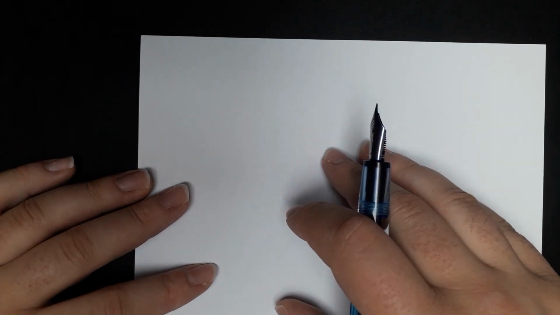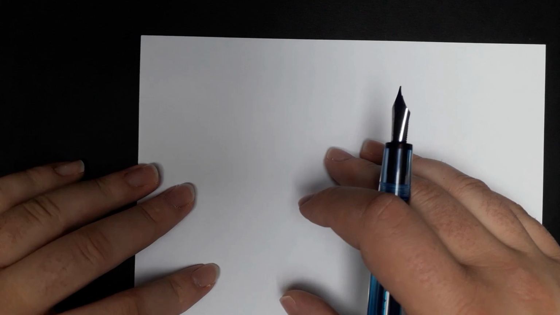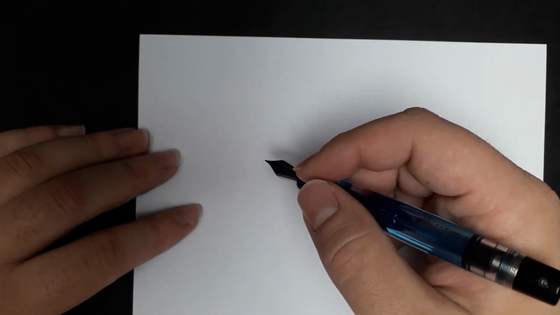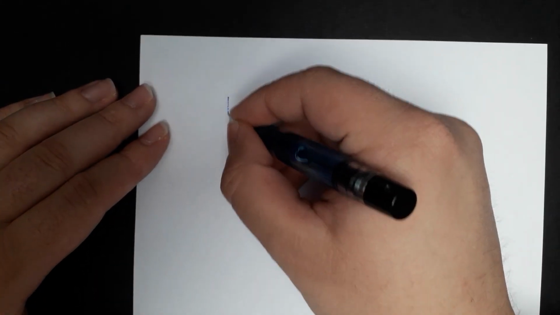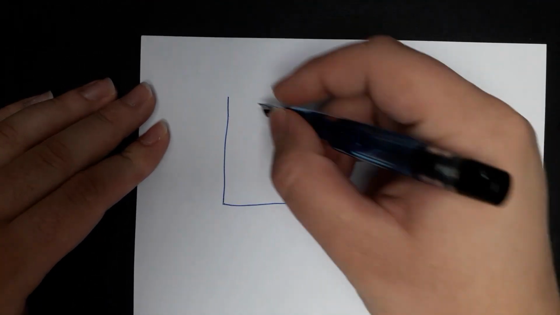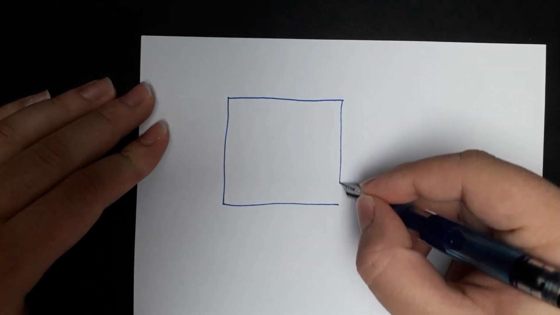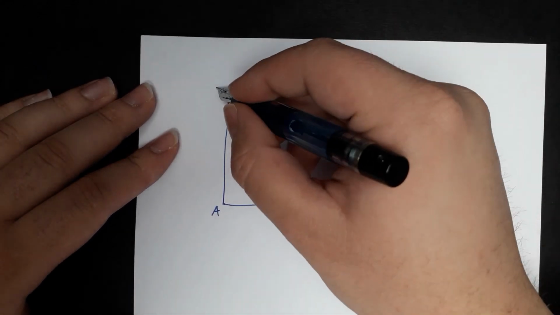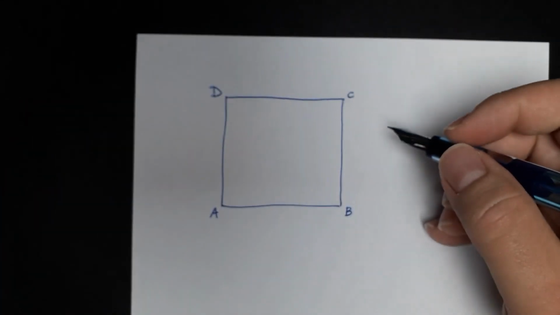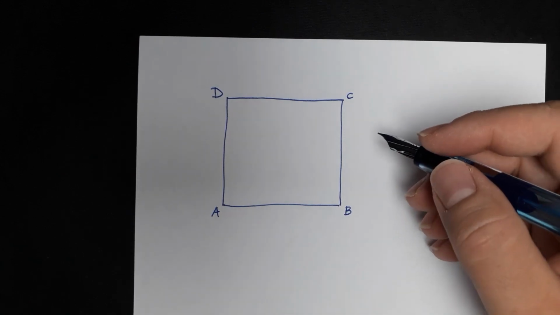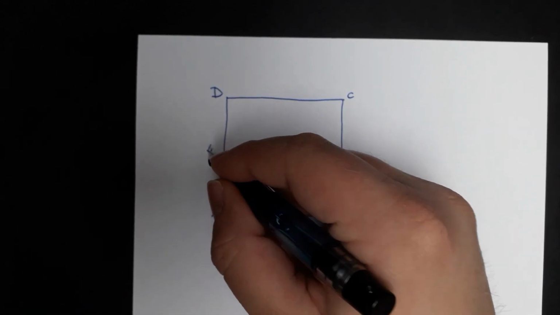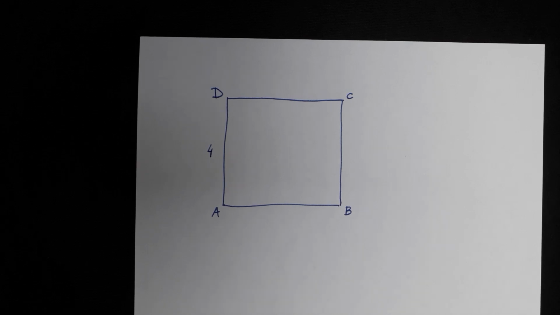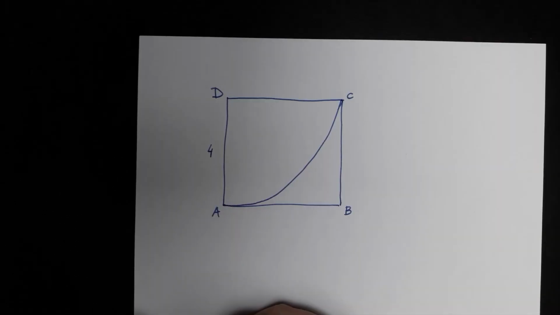Okay, now I want to show the application of this integral which we have solved. So let's start with a square ABCD. The square has a side of length 4. Construct a quarter circle centered at B that connects A and C. Then construct a semicircle with diameter AB.